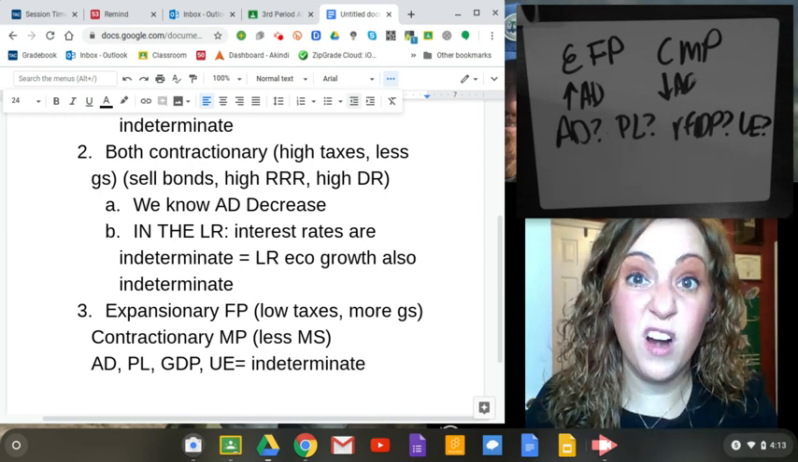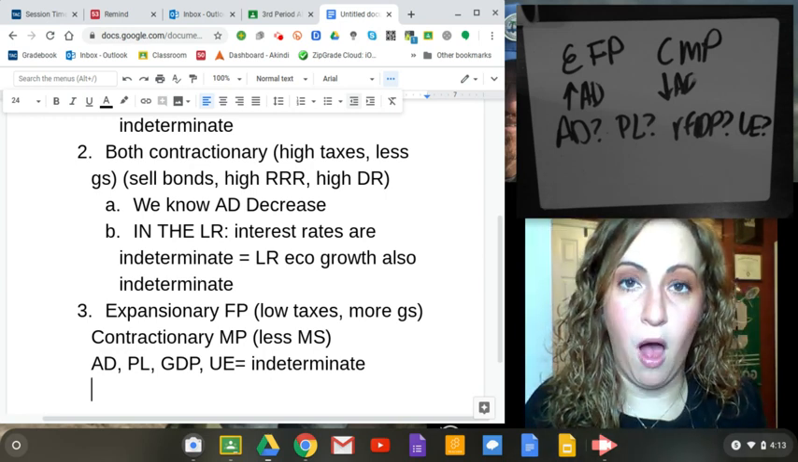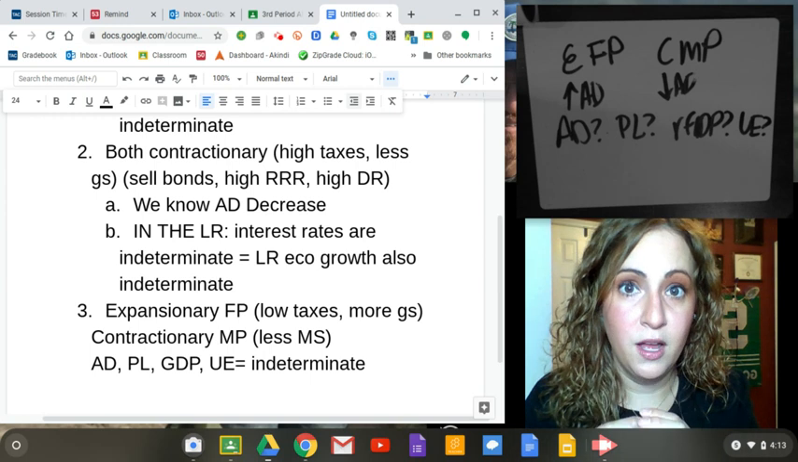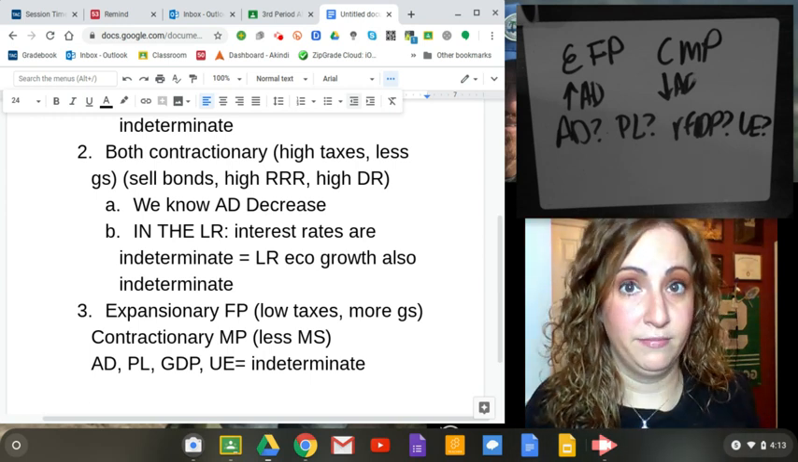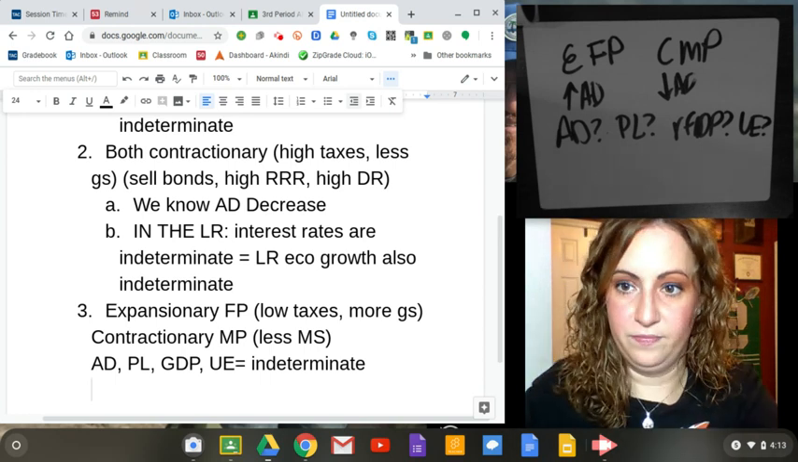So before I knew the short run, but I didn't know what happened in the long run. Now, when the policies don't agree with each other, I don't know the short run and I do know the long run. Okay, so what's going to happen in the long run?